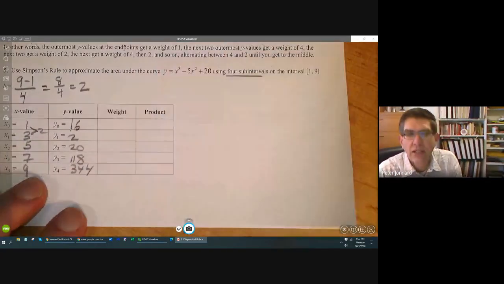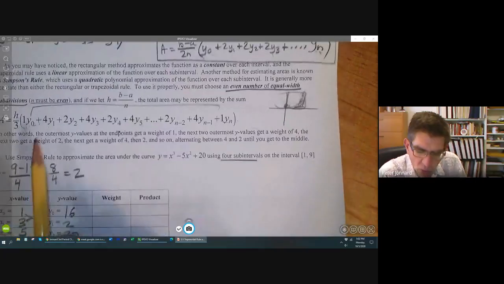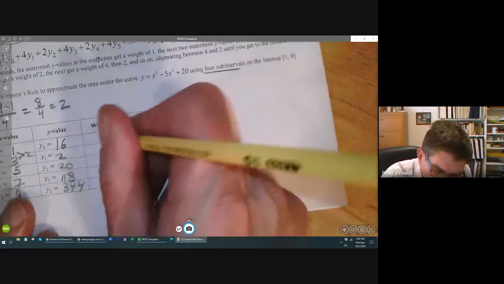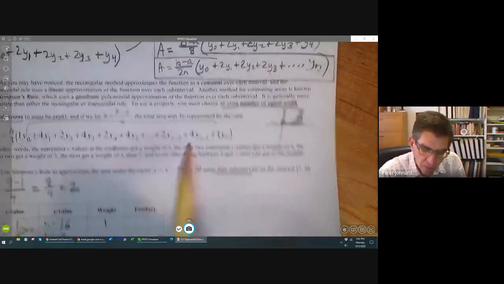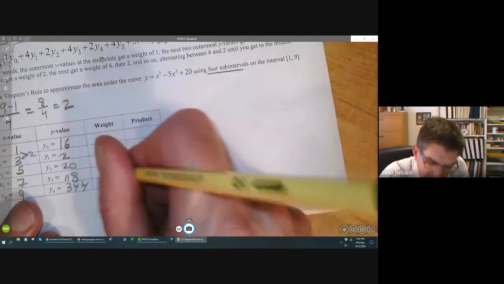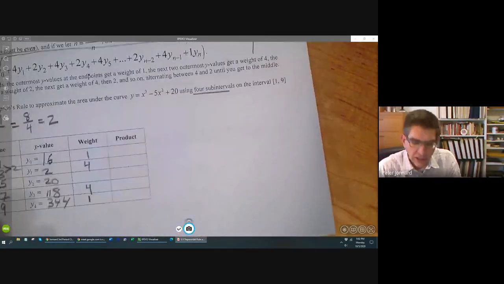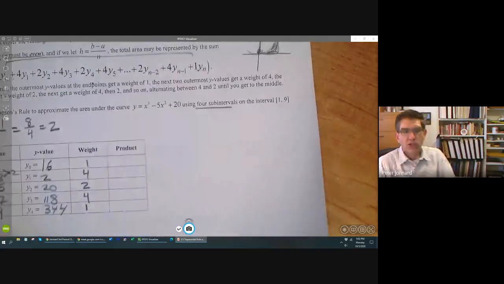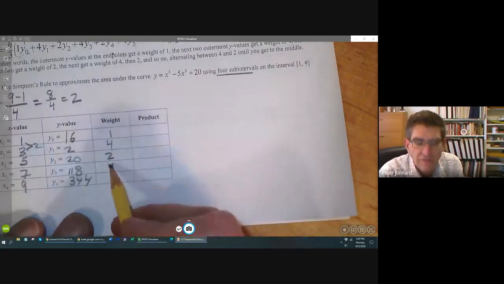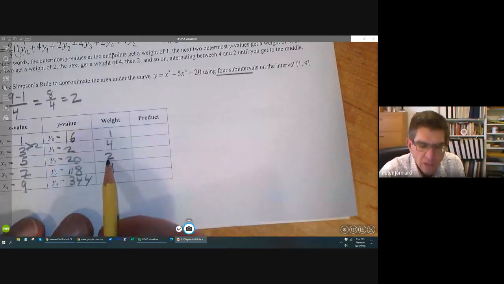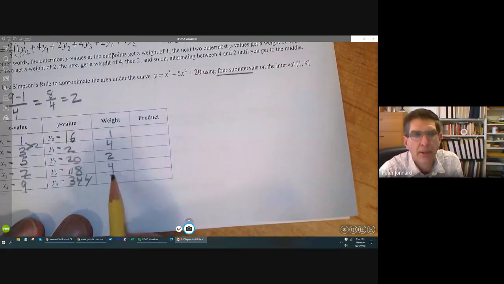Okay, and then the pattern is this. You always put 1s on the outside. So you always do 1 and 1. And then you do 4s next. The next innermost ones, you do 4s. And then all the others alternate between 2 and 4. And you always end up with a 2 in the middle, okay? Because you have to have an even number of subintervals. So you're evaluating the function in 5 places. So there will always be a middle one because you start with an odd number, okay?